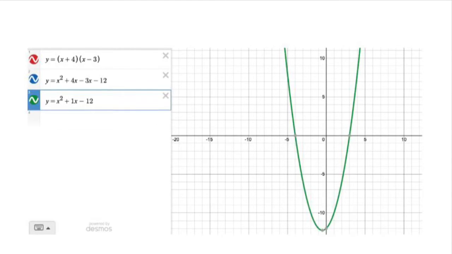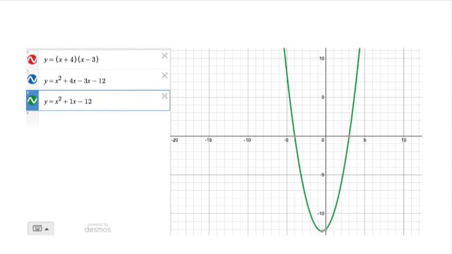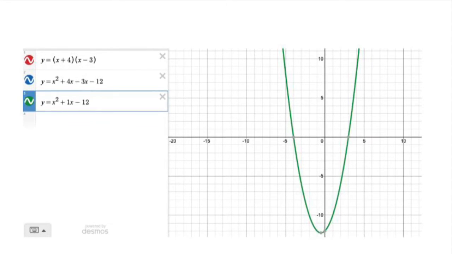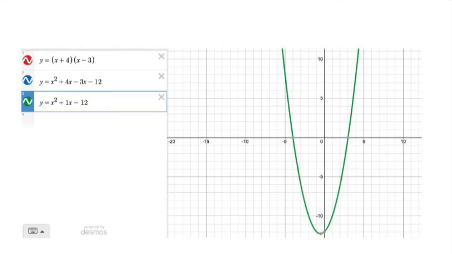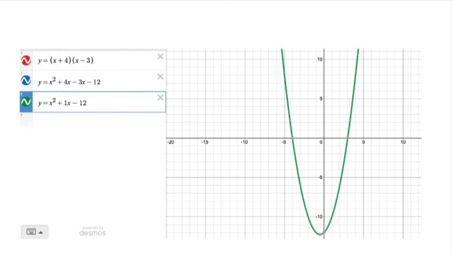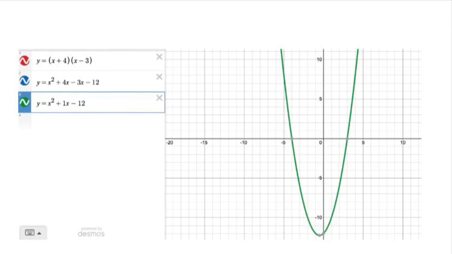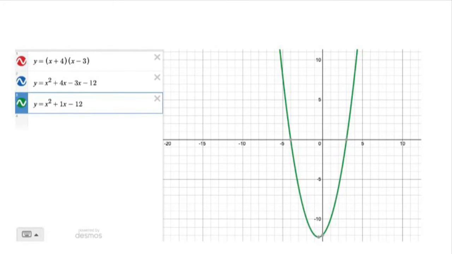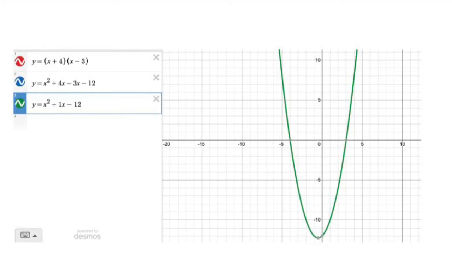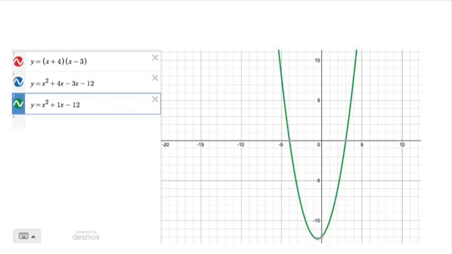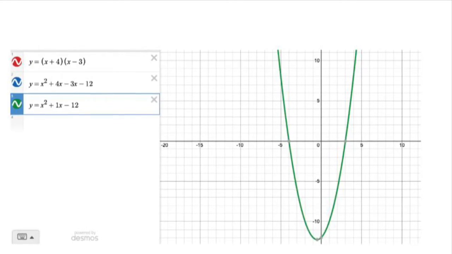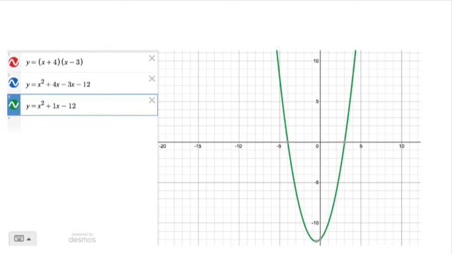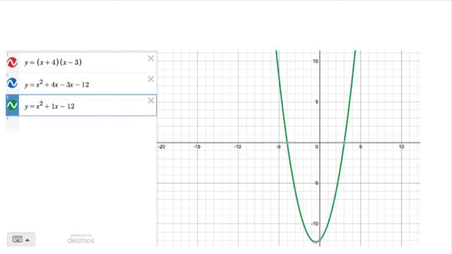So here I am in Desmos right now. If you look at the equation with the red circle next to it, that's the one that's in factored form. The blue equation is not really in standard form yet because it's not simplified, but the green equation is in standard form. y is equal to x squared plus 1x minus 12. So that first equation is in factored form. The last equation is in standard form, and I can tell that they are the same equation. They give the same result because I only see one graph on the page.